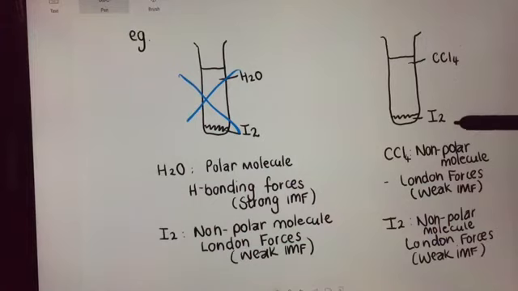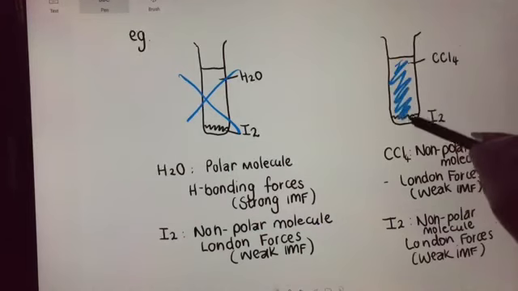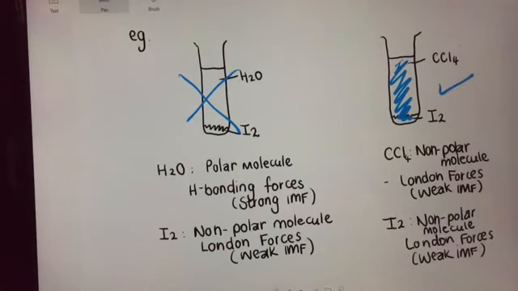Over here, I have iodine once again: non-polar molecules, weak London forces. But I have carbon tetrachloride, which is also a non-polar molecule, so weak intermolecular forces, London forces between the molecules. So I have a non-polar molecule and a non-polar molecule, weak intermolecular forces and weak intermolecular forces. So like dissolves like most definitely. And what is going to happen? Definitely the iodine will dissolve in the carbon tetrachloride.